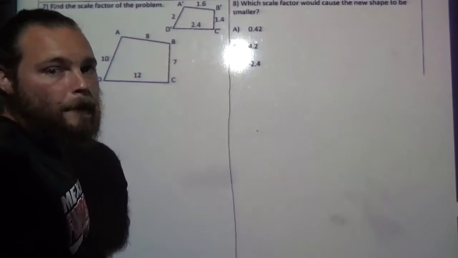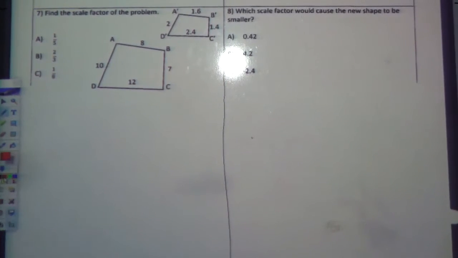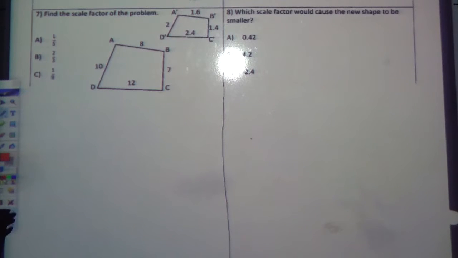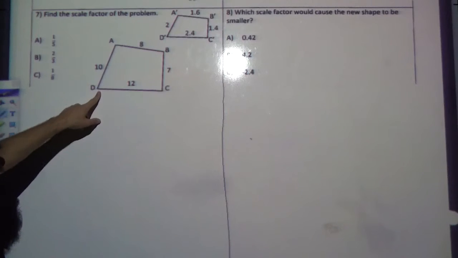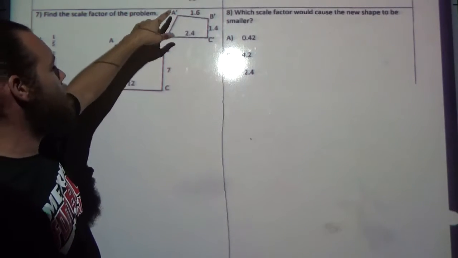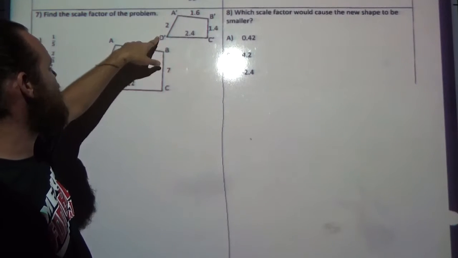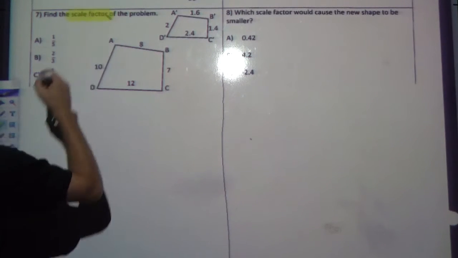All right, Bellringer 7 and 8, Thursday. Okay, number 7 says find the scale factor of the problem. So we got a quadrilateral named ABCD and another four-sided shape called A prime, B prime, C prime, D prime. They want us to find the scale factor.